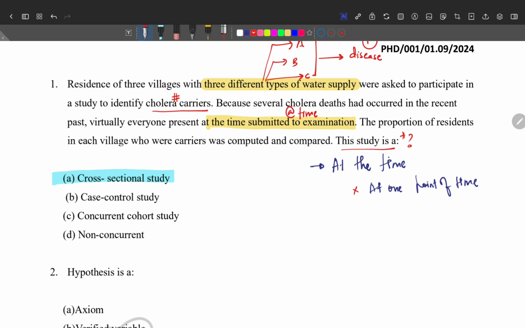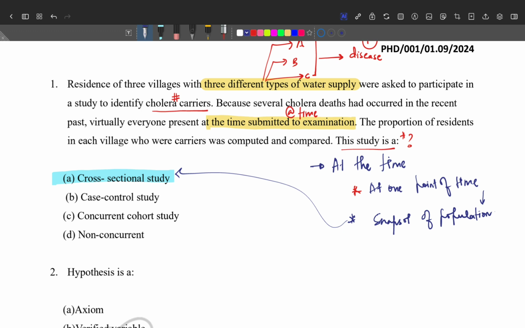Now this study can also be regarded as a snapshot of the population. This word is also very important. A snapshot of the population also plays a very important role to give a conclusion of a cross-sectional study. When the word snapshot comes, it is also regarded as a cross-sectional study. At the point of time has a very important role to conclude this as a cross-sectional or some other study.